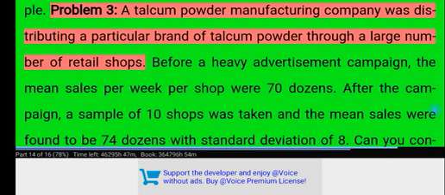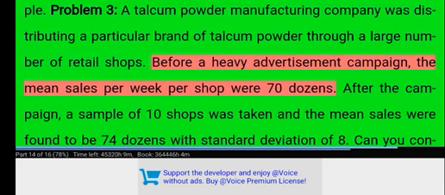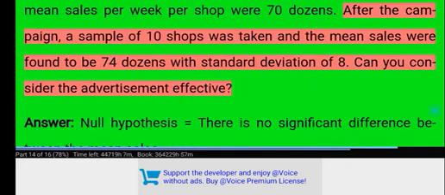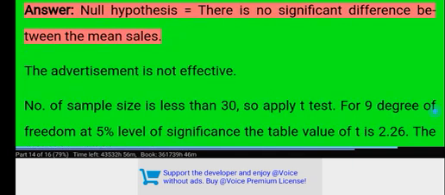Problem 3. A talcum powder manufacturing company was distributing a particular brand of talcum powder through a large number of retail shops. Before a heavy advertisement campaign, the mean sales per week per shop were 70 dozens. After the campaign, a sample of 10 shops was taken and the mean sales were found to be 74 dozens with standard deviation of 8. Can you consider the advertisement effective?